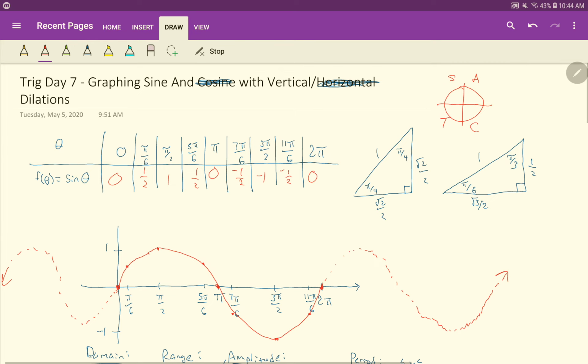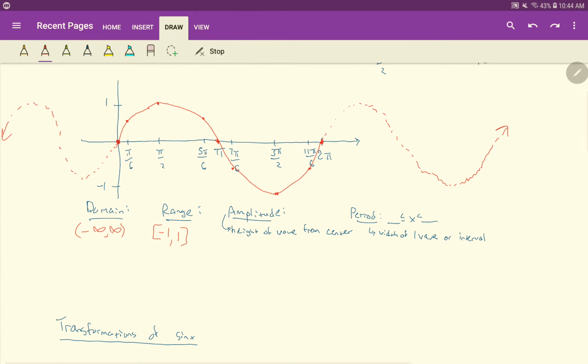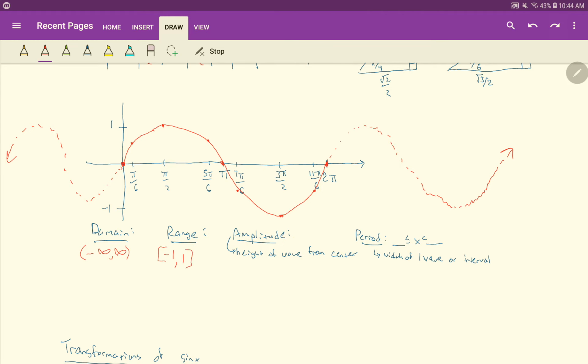And that kind of comes from our unit circle right here, right? The highest y value on the unit circle is 1. The lowest y value in the unit circle there is negative 1. Amplitude is a new vocabulary term. It is the height of the wave from the center. You maybe have seen that before in a physics class or something like that. So the height of the wave from the center is just 1, right? Amplitude should always be positive. Always is positive because it's a measurement. It's a height.